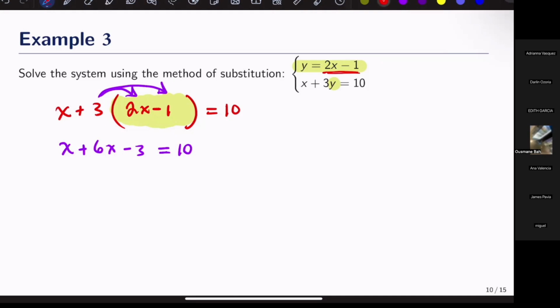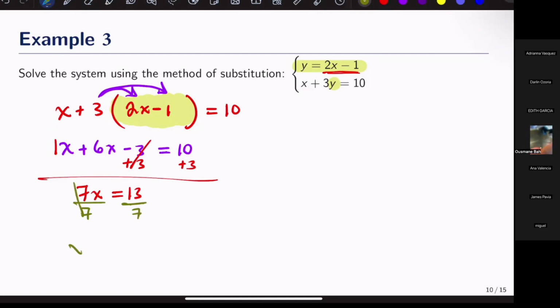Let's go ahead and add 3 to both sides. X is the same as 1x. 1x plus 6x is 7x. 10 plus 3 is 13. Let's divide by 7 on both sides. So we get our value of x to be a fractional result, which is 13 over 7.